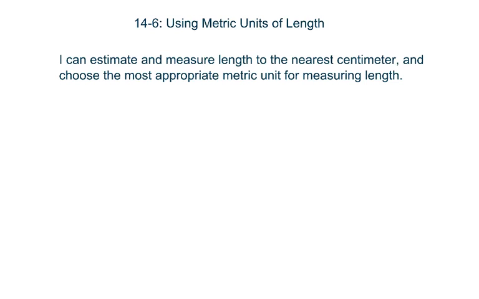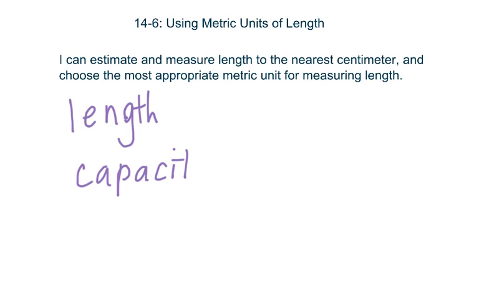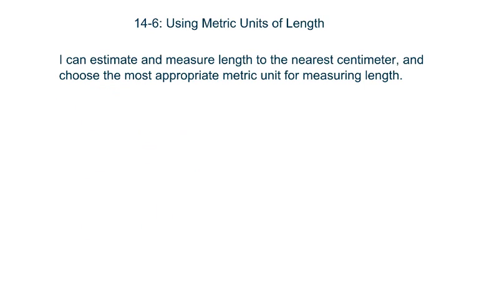Just as we did before, make sure you jot down today's title and learning goal. The learning goal says, I can estimate and measure length to the nearest centimeter and choose the most appropriate metric unit for measuring length. Just like we did last week, we're going to study three main measurements. The first one is length. The next one is capacity. And in the customary system, we usually think of weight. However, in the metric system, we use the word mass instead. As you can see in the title, today we're focusing on length.